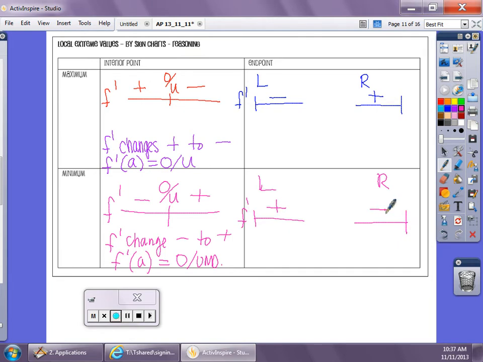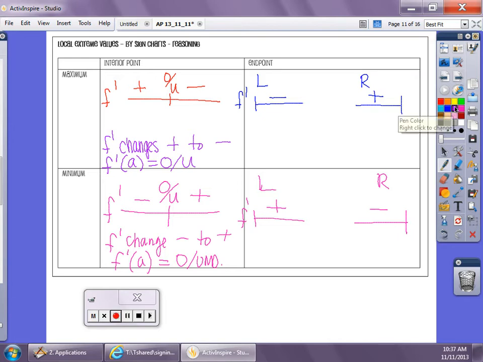Please don't memorize these. That's a waste of time. You should be able to see if there's a plus, that means the graph is going up, and you should be able to tell that that's ending at a point high, which means maximum. It is a waste to memorize these. You should be able to tell.